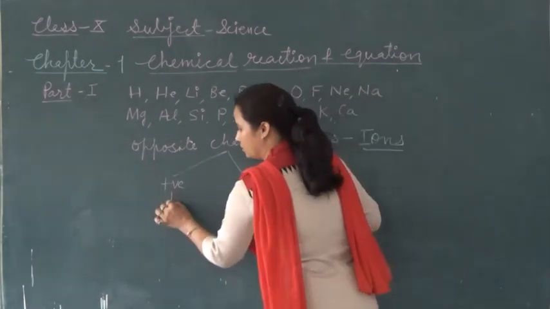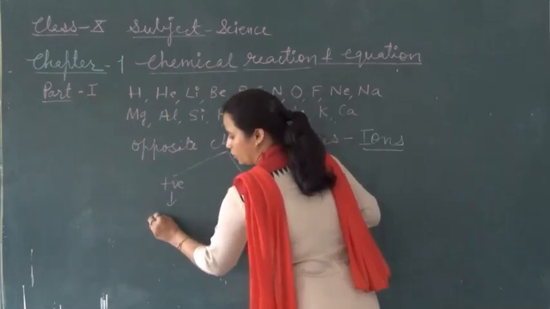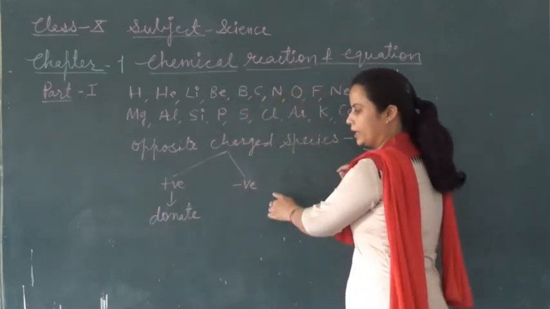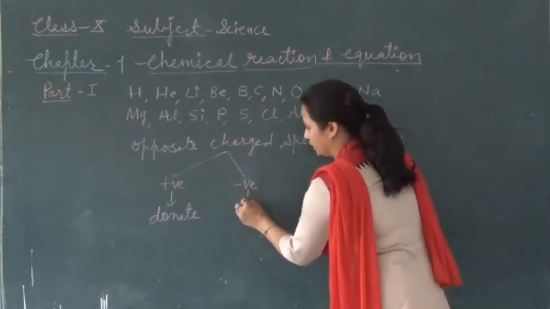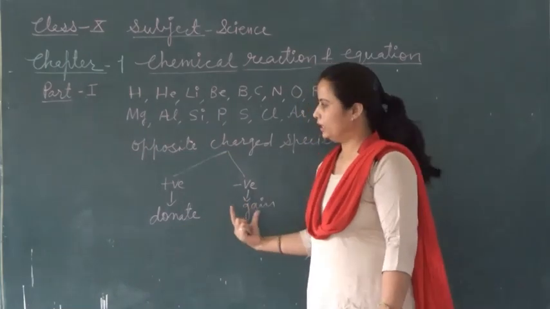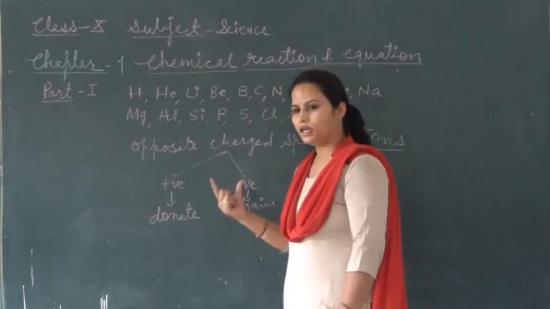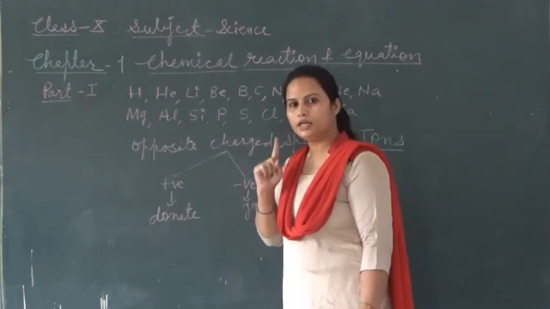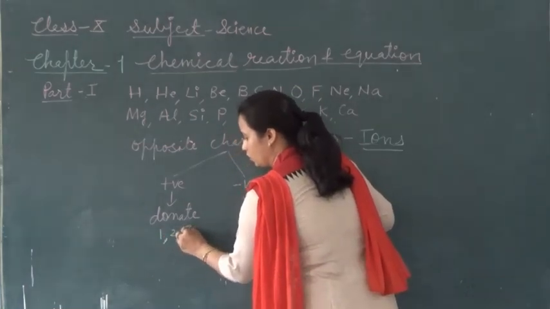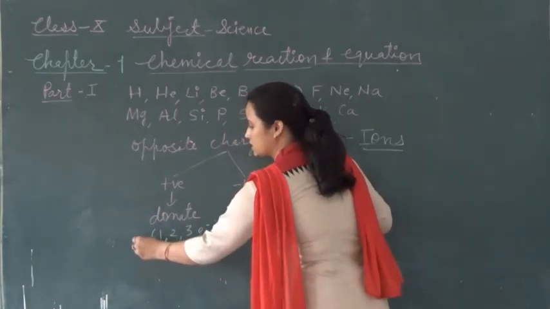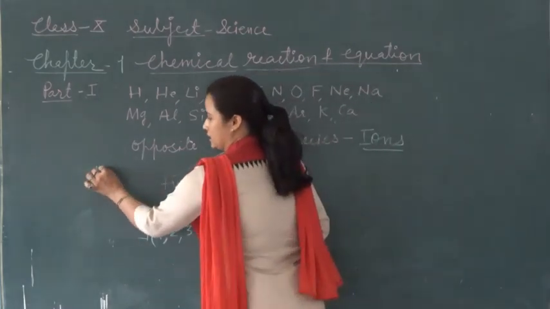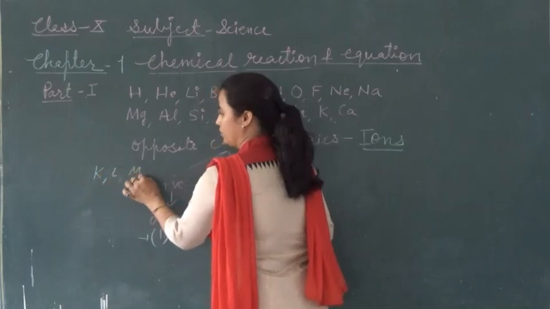A positive charge is formed when the atom donates an electron, and it becomes negative when it gains an electron. Now how does it donate and gain electrons? If any atom has 1, 2 or 3 electrons in its outermost shell. The shells are named K, L, M, N.